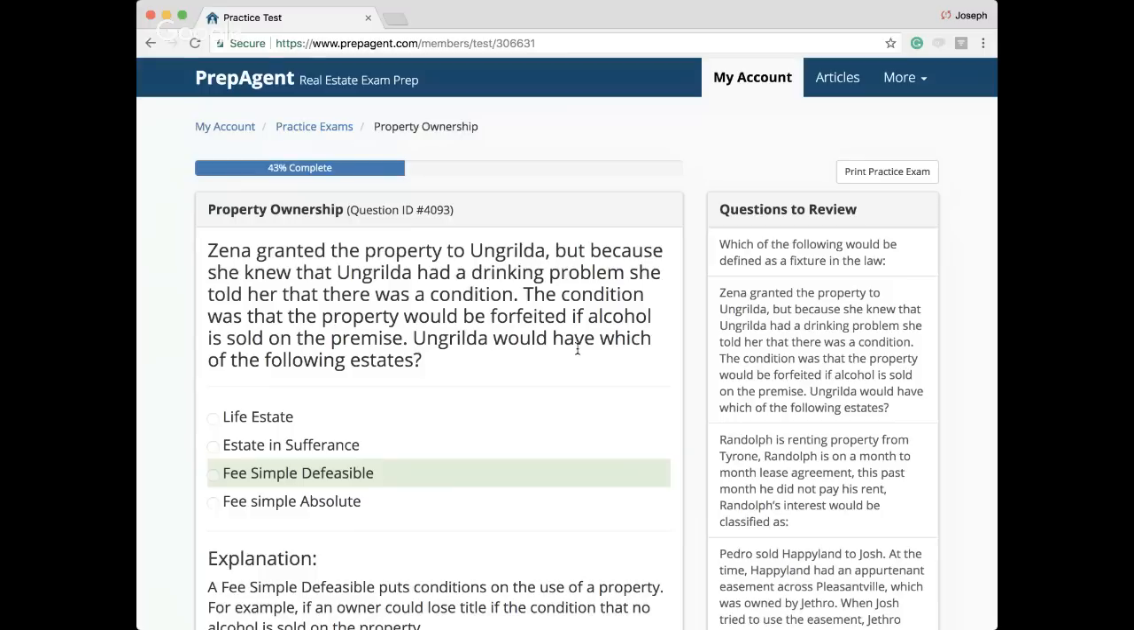You guys have to know when there's a condition, that means something you could lose the property. Very often you hear conditions and covenants. Covenants usually result in some financial penalty. Conditions means you could lose the property. In this question, they're saying if she drinks alcohol, she could lose the property. That's a condition. That's a fee simple defeasible estate. All right. Next question.